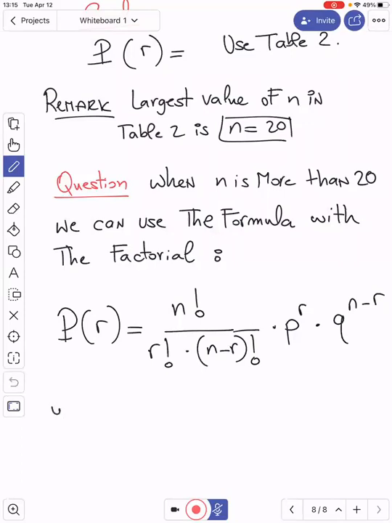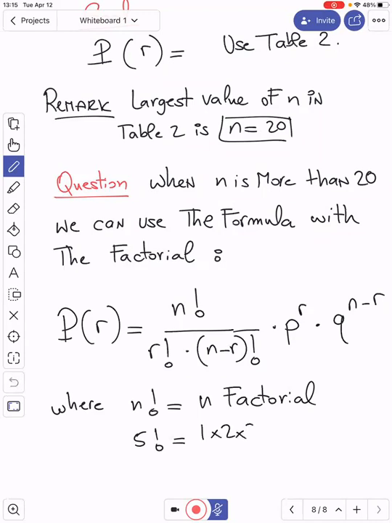Again, the exclamation point is called factorial, so n exclamation point is n factorial. What do we mean by n factorial? For example, 5 factorial is 1 times 2 times 3, you multiply until 5, so the last number would be 5. In this case, that would be 120, etc.